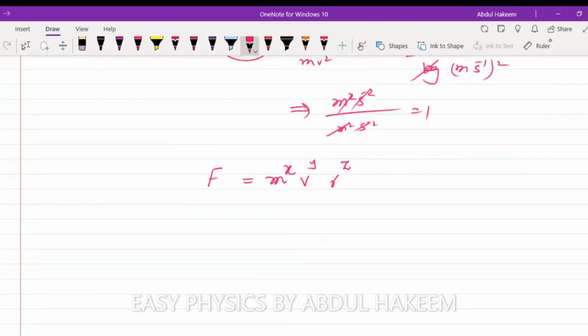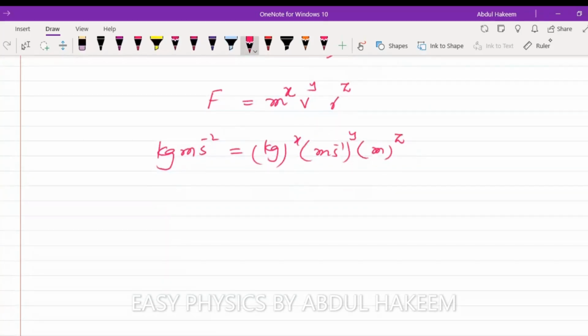And the question is to determine x, y, and z. So we will write the base units of each: kilogram, meter, second to the power minus 2. Mass in kg has power x. Speed, meter per second, has power y. And the radius, meter, has power z. So now we compare each unit one by one.